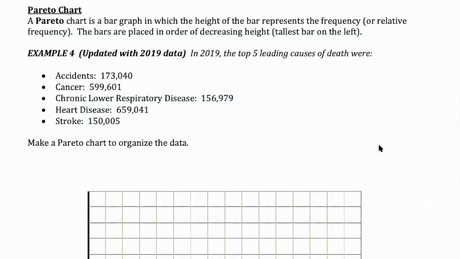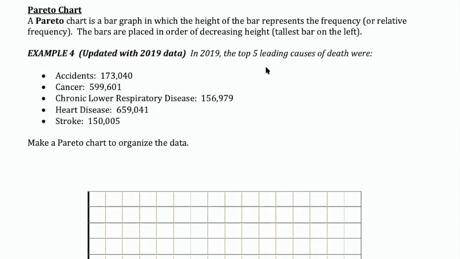Now, the next one we're going to do is called a Pareto chart. Some people say Pareto. A Pareto chart is very much like a histogram, but it's a special kind of bar graph. Usually there are spaces between the bars, in which the height of the bar represents the frequency, and you put the bars in order of decreasing height. So the tallest bar always goes on the left. Again, this works well for qualitative data, data that's in categories like you see here. This is an example from your book, but updated with 2019 data.